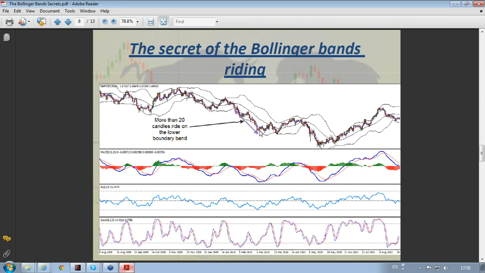Bam, breakout of the Bollinger Band and the ride. I want to see, remember, at least 20 candles before I am looking to buy. The price cannot touch the 20 moving average again. Do any of you have any idea why I'm looking for 20 candles? Why am I not looking for 15 or 60?